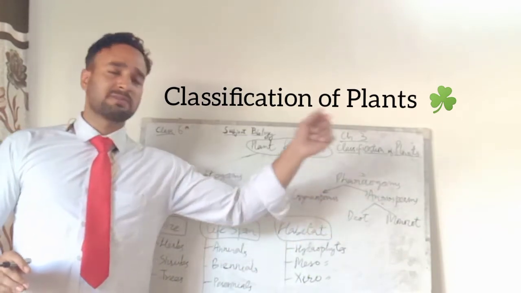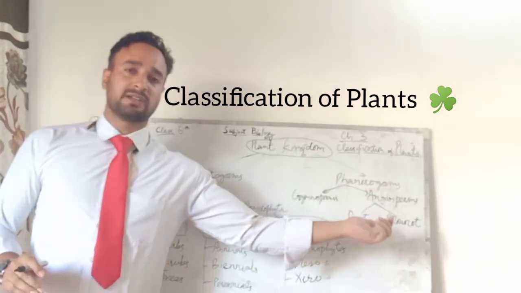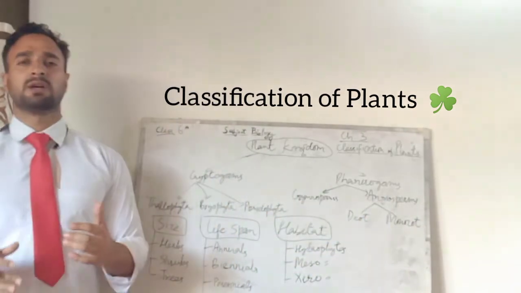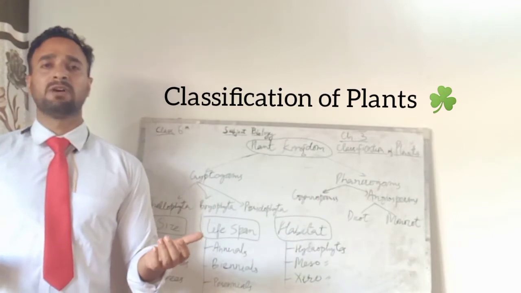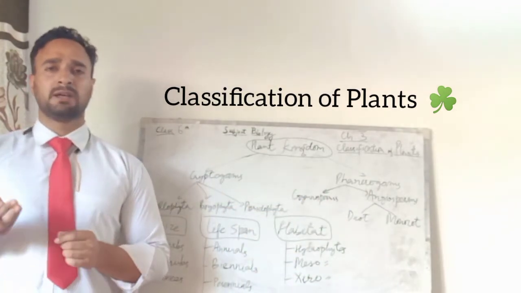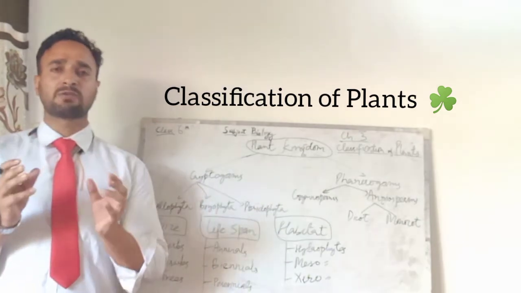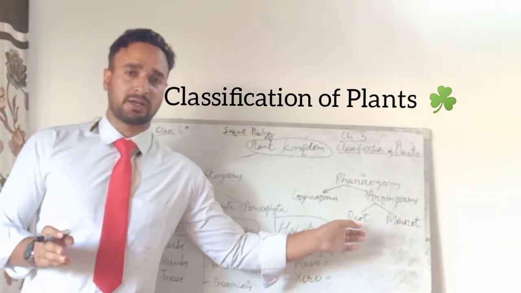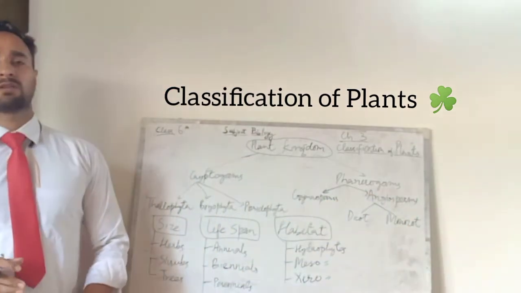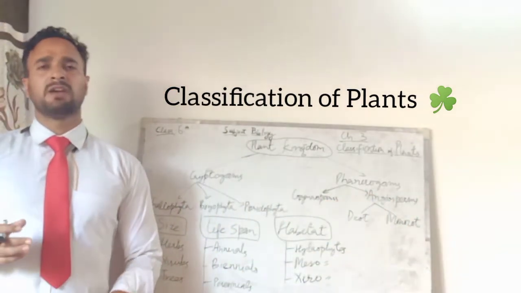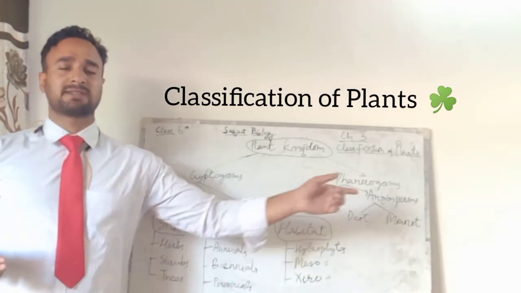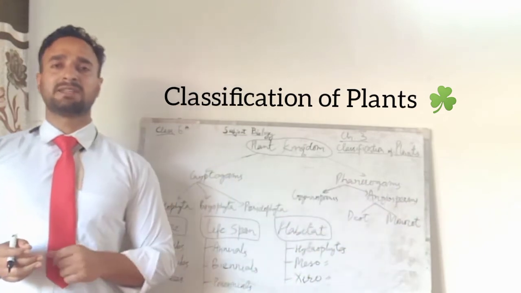The angiosperms are further divided into two groups, that is dicots and monocots. As the name suggests, dicot means they have two cotyledons. The examples of dicots are pea, gram, and bean. They have two cotyledons, hence the name dicotyledons. And the other category is the monocots. Monocots, or monocotyledons, are those plants which have only one cotyledon, and the examples are maize, rice, and wheat.